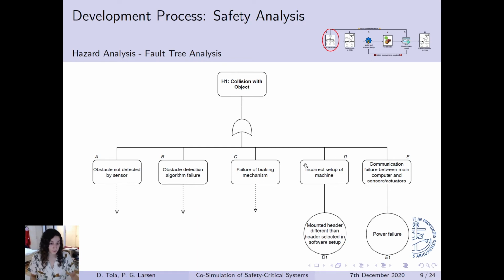And here we've defined that incorrect setup of machine is, for example, due to this specific root cause. So when you have a circle, it's because of this specific root cause. And only this fault tree will be shown here. The rest of the fault trees can be found in the thesis.